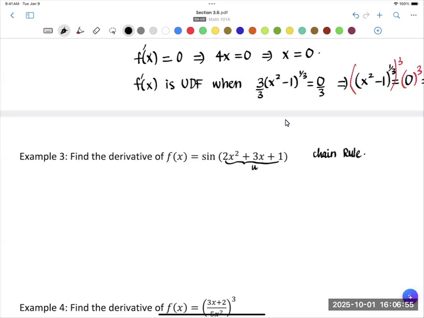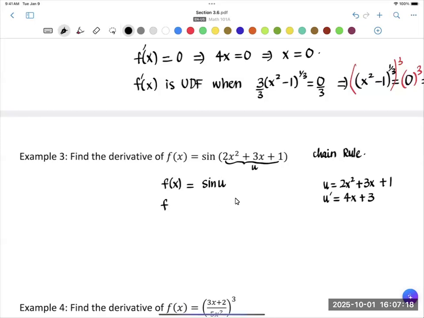So we're going to let u be that. So u is equal to 2x squared plus 3x plus 1. In the meantime, just find u prime. So u prime is going to be 4x plus 3. And now our function will become f of x equals sine u. Then what is the derivative of sine u?